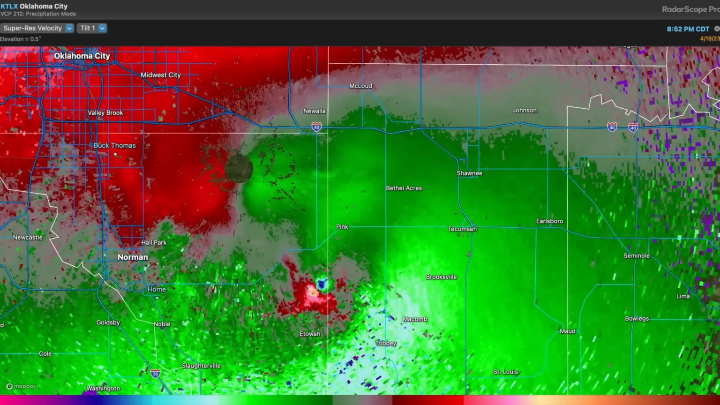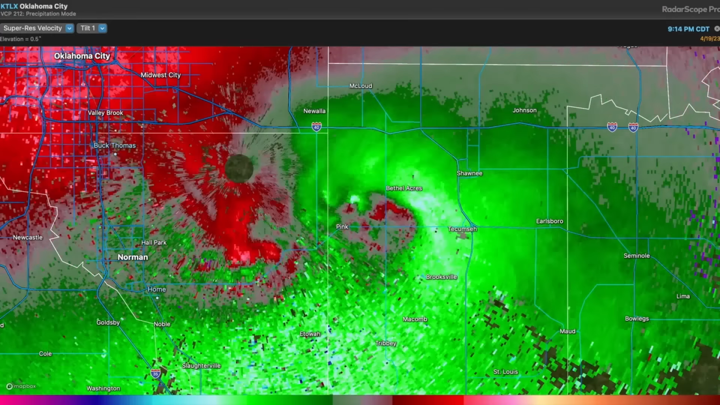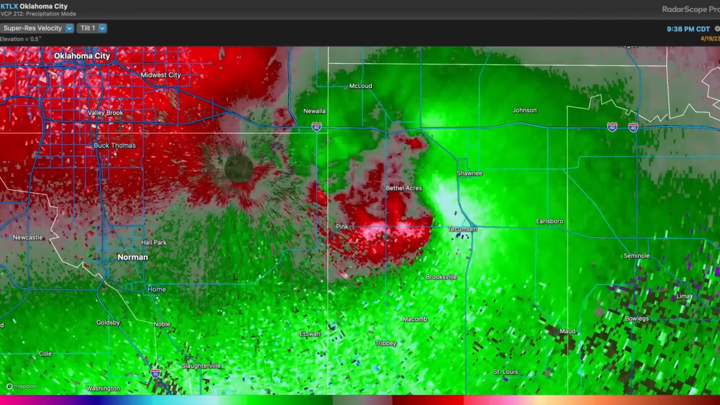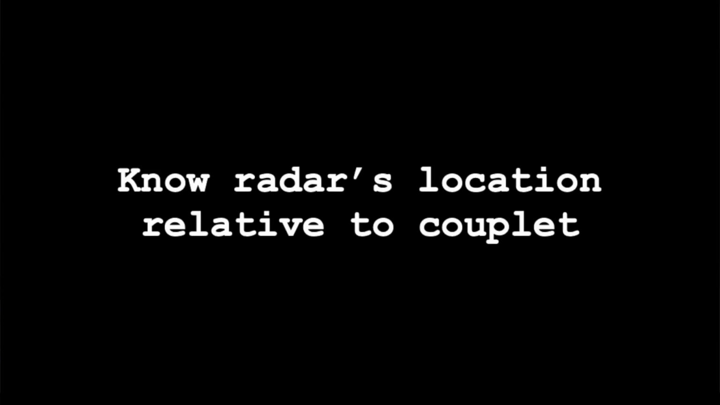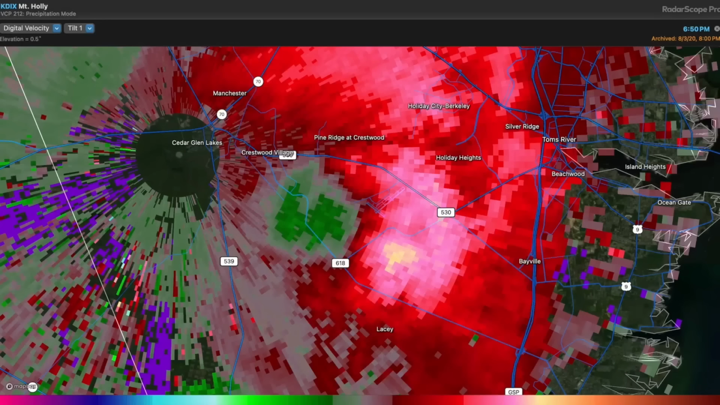Sometimes TVSs can be a bit tricky to identify, but there are some things that can help you ascertain whether or not a rotational signature is legitimate. As previously mentioned, knowing where the radar is located relative to the couplet in question is key. If you see a couplet but are unsure whether or not it's rotational in nature, identifying where the radar site is will lend clarity to which direction the winds are blowing within the couplet. For example, at first glance, this might look like a legitimate rotational signature.